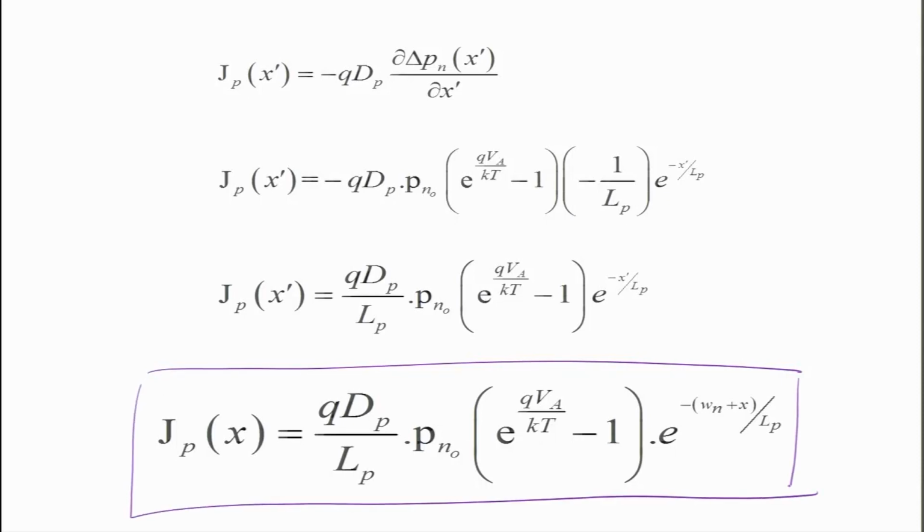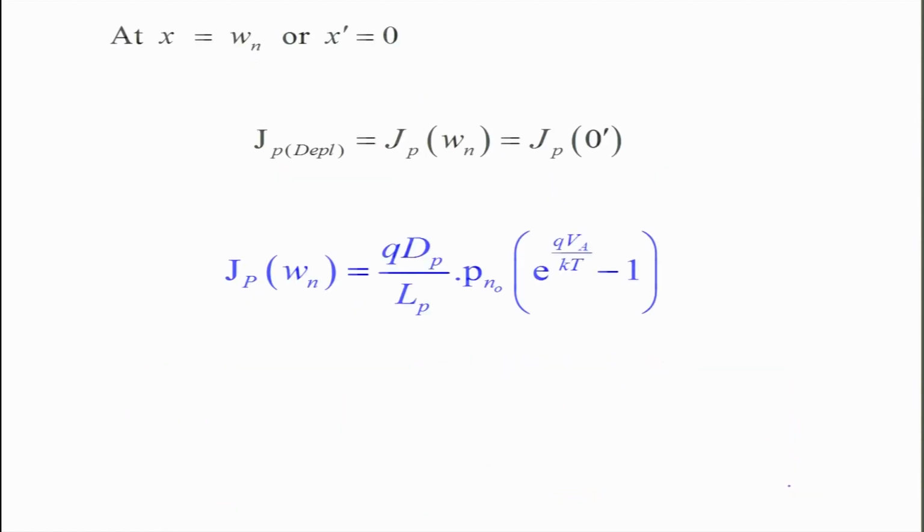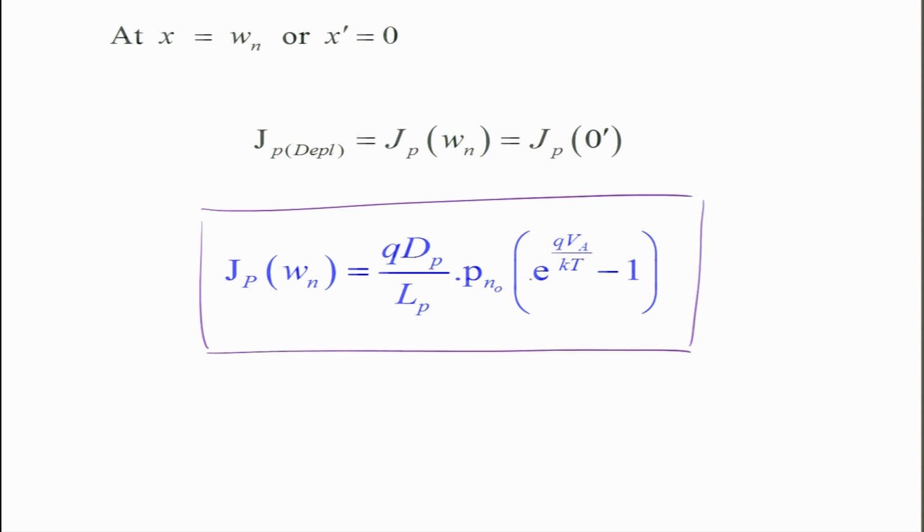If you do a similar analysis for electrons, you will get Jn. By doing similar, at x equal to Wn, or x prime equal to 0, we know that Jp at the depletion edge is equal to Jp at Wn, that is equal to Jp at W0 prime. So Jp at Wn is equal to q Dp by Lp into Pn0 into exponential of q Va by kT minus 1. So essentially what we have done is we have taken this x prime equal to 0.